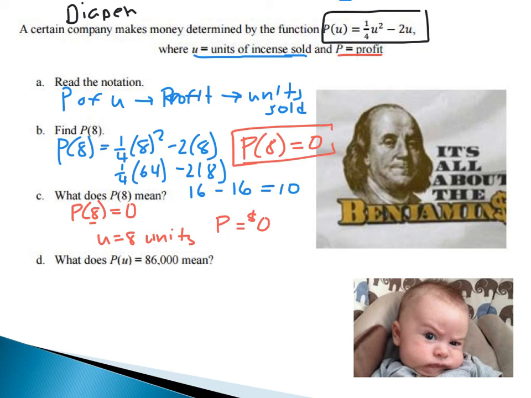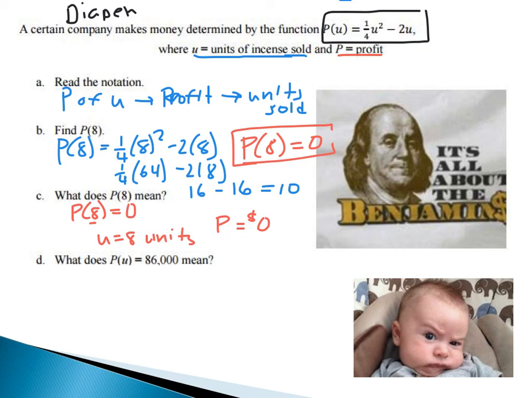So as a company, what do I need to know? I need to know that I need to sell more than 8 units to make a profit. If I sell 8 units or even less than 8 units, I know right there that I'm not going to make a profit. So I've got to make sure I sell more than that amount.